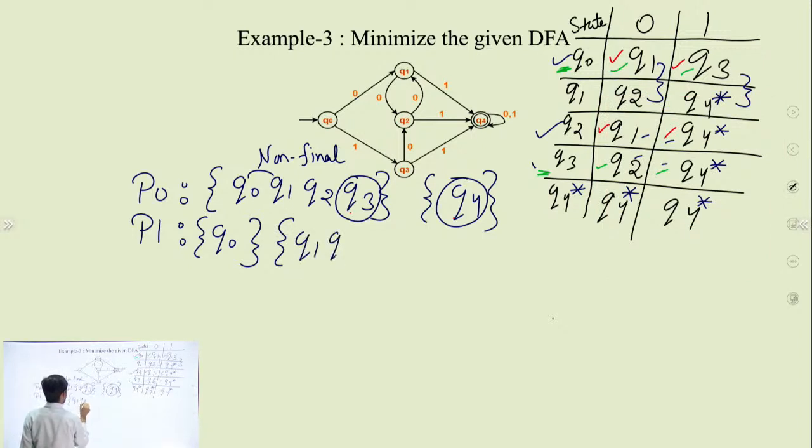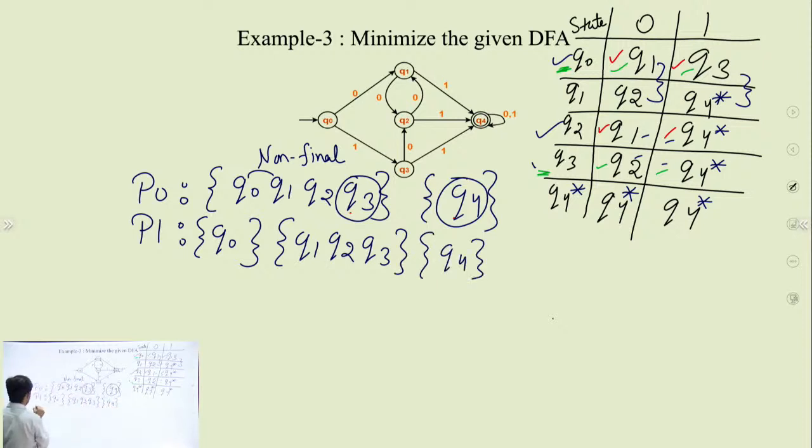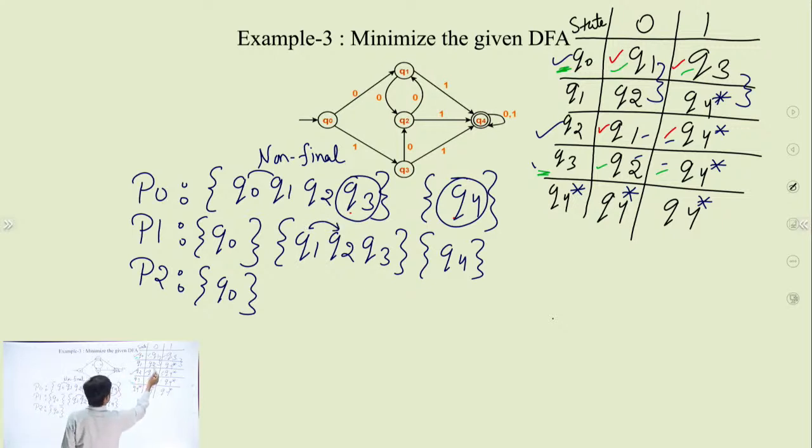Q1, Q2, Q3, and the third set is Q4. Now it contains two equivalence classes, Q node. Now see again Q1 and Q2. Q2 and Q1 are in the same set, Q4 and Q4 are in the same set.